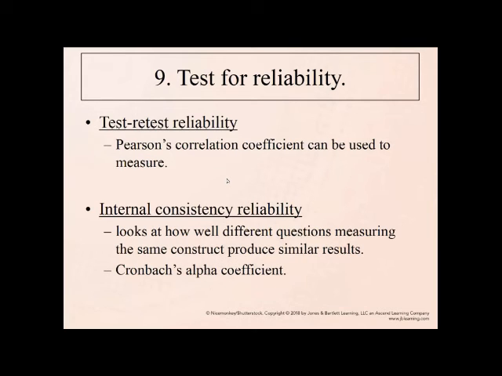Also, for a questionnaire, you may consider looking at internal consistency reliability. That looks at how well different questions measuring the same construct produce similar results. And the typical statistical test used for that is the Cronbach's alpha coefficient, which can vary from 0 to 1. Typically, the higher it is, the better. So a coefficient of usually about 0.80 or higher is desirable to show that the different questions did produce similar results when they measured the same construct.